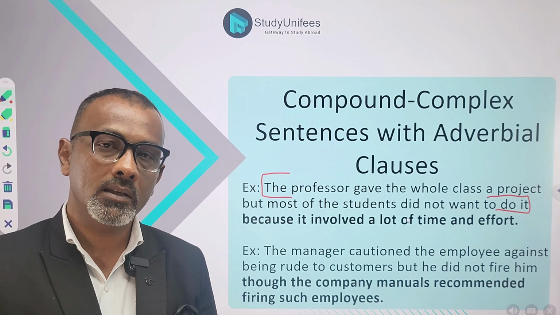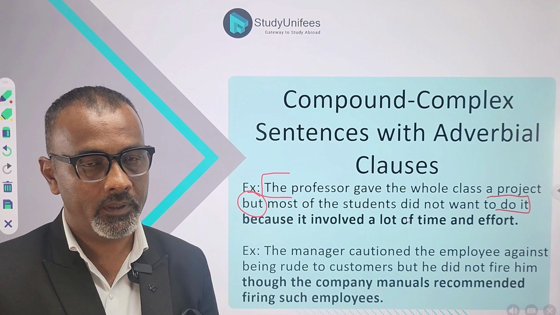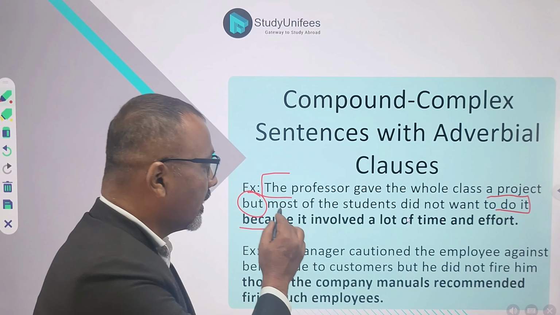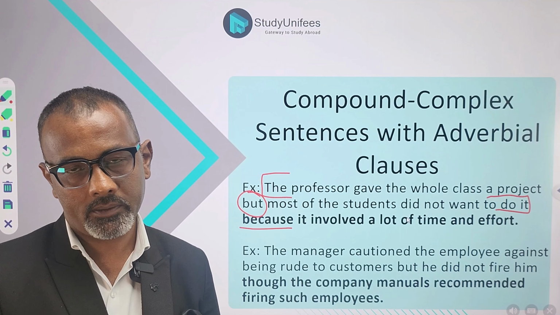Now, this compound construction is followed by an adverbial. The adverbial here is because it involved a lot of time and effort. The adverbial, as we can see, starts with a subordinating conjunction. It is followed by the subject it and the verb involved. Here the adverbial is used for a cause. It showcases a cause and effect relationship between one of the independent clauses and the adverbial clause. So this is a good example of using a compound and an adverbial clause to construct a compound complex sentence.